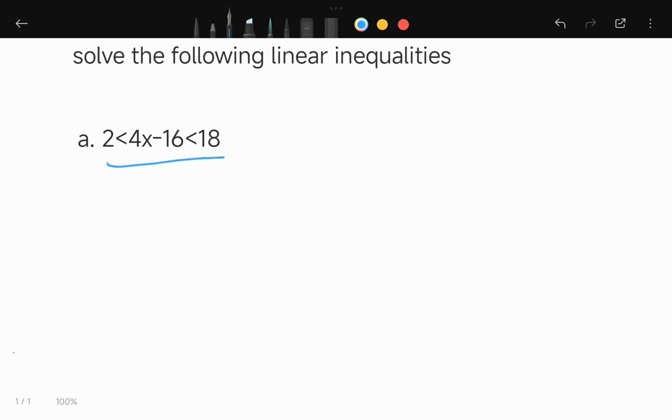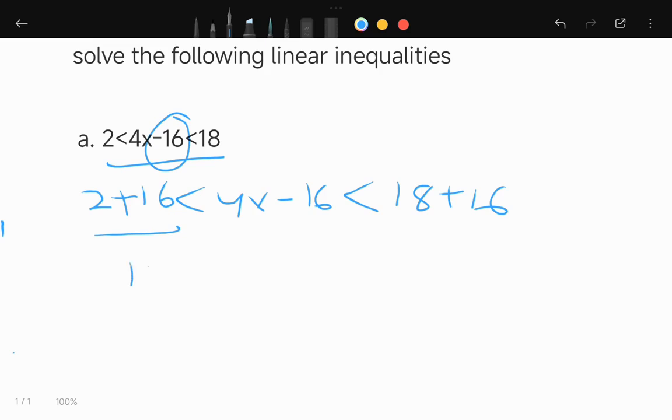2 less than 4x minus 16 less than 18. So now let us eliminate this minus 16 by adding 16 on both sides of the inequality. 2 plus 16 becomes 18. Minus 16 and plus 16 get cancelled. 18 plus 16 is 34.